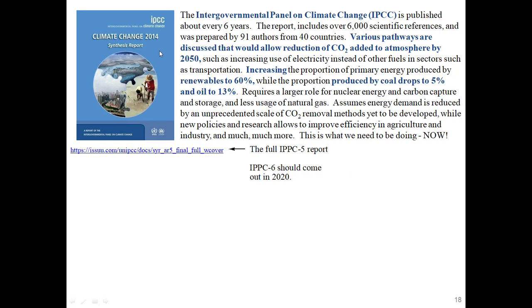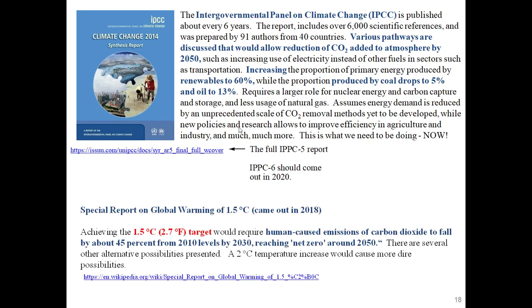Okay, now this report was 2014, so there should be one coming out in 2020, I'm thinking, because they generally come out every 6 years. And this will give us a more current report on our status, what we've done, what we need to do, and so forth. This is fully online. You can read the whole thing. When the other one comes out, you can read the whole thing and take a look at that.